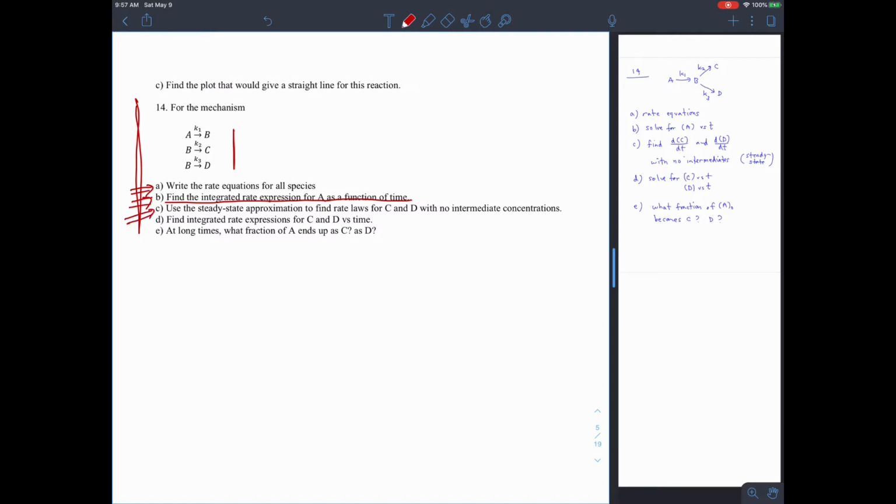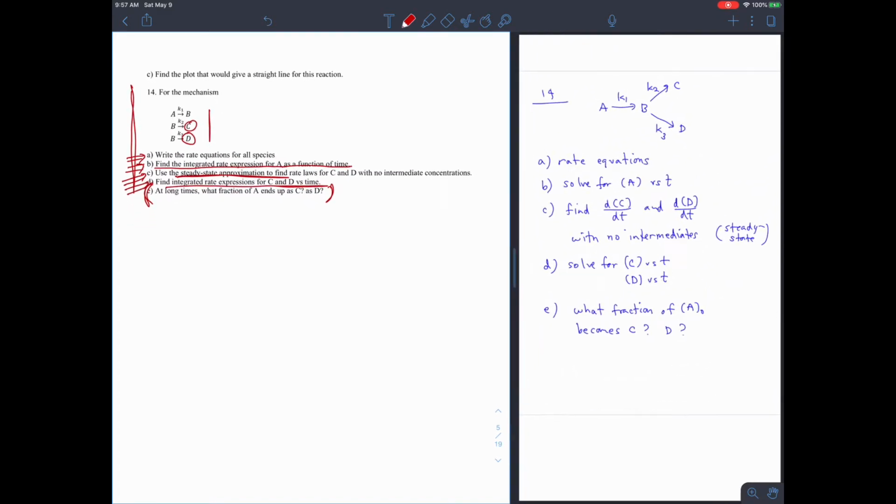Then it asks you to simplify some of the rate equations using the steady state approximation. So that's the same kind of thing that we've done before. That should be okay. But then it asks you to find integrated rate expressions for two of the products as well, C and D. And then it asks you some questions about the results at the end of all that. So it's similar to one of the standard problems above, but it's a little bit more complicated. It asks you to go a little bit further. It's a good exercise to see if we understand how all that works.